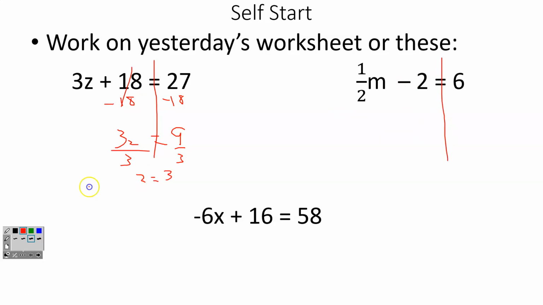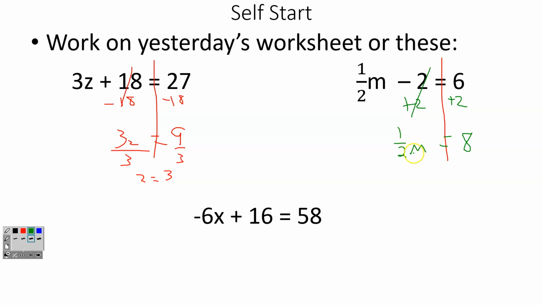Draw my fence. The inverse operation, or opposite of subtracting 2, would be to add 2. So I'm going to do that to both sides. So that gives me 1/2 m on this side, and 6 plus 2 is 8 on this side.